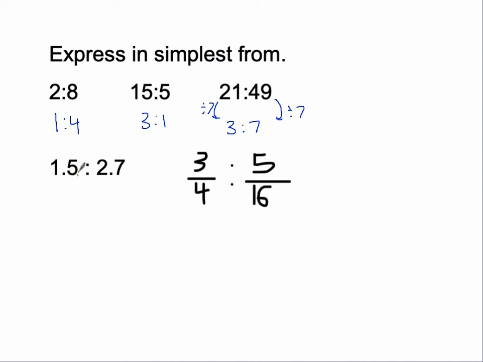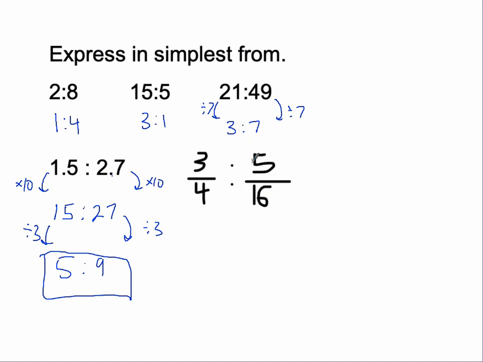Now with decimals, you can divide both things in the ratio by a certain number, but you can also multiply. So to get rid of these decimals, I'm going to multiply by 10, because that moves the decimal place 1, and then we don't have decimals anymore. Okay, now these two, we can look for a common divisor. That is 3, so we can divide them both by 3. And we got a 5 to 9 ratio in simplest form.